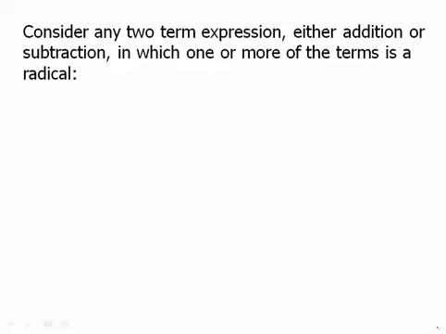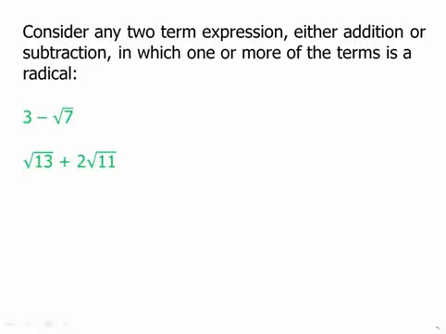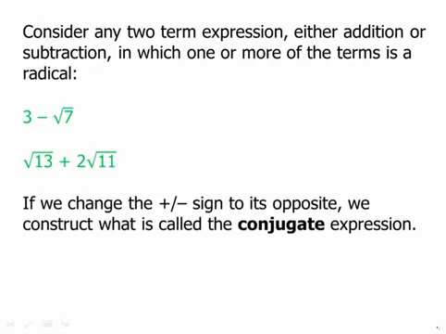Consider any two-term expression, either addition or subtraction, in which one or more of the terms is a radical. So we might have things like this, for example. Two terms, and we're either adding or subtracting, and one or both of the terms is a radical. If we change the addition or subtraction to its opposite, we construct what is called the conjugate expression.